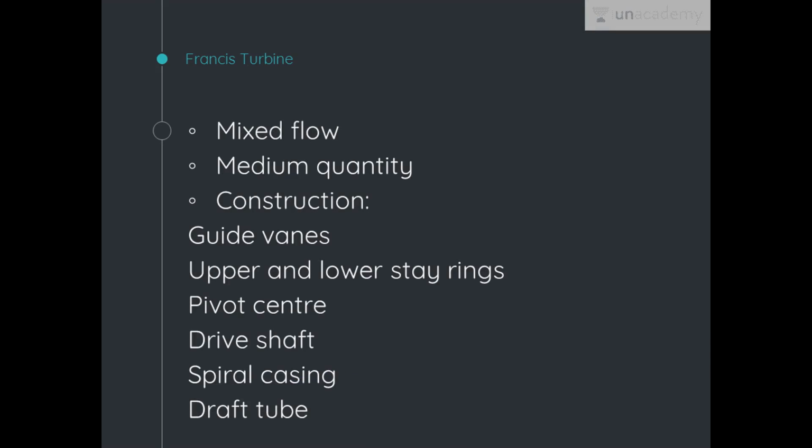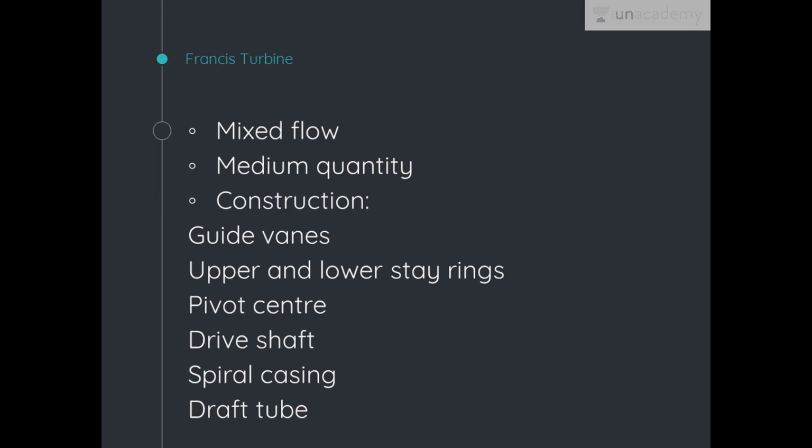Let's move on to our Francis turbine. The Francis turbine is a mixed flow reaction turbine used for medium heads, so medium quantity. The construction is as follows. It consists of guide vanes, upper and lower steerings, and each guide vane is made to rotate about its pivot center with the help of an individual link and lever. The runner is supported by a drive shaft or a regulating shaft.